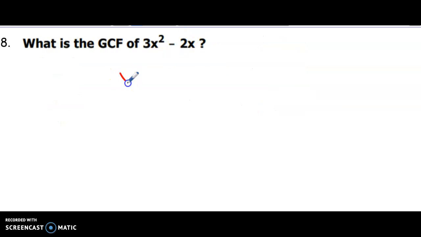Take out a GCF. The only thing I can take out of this one is the x. So I have 3x minus 2 left. Real easy.